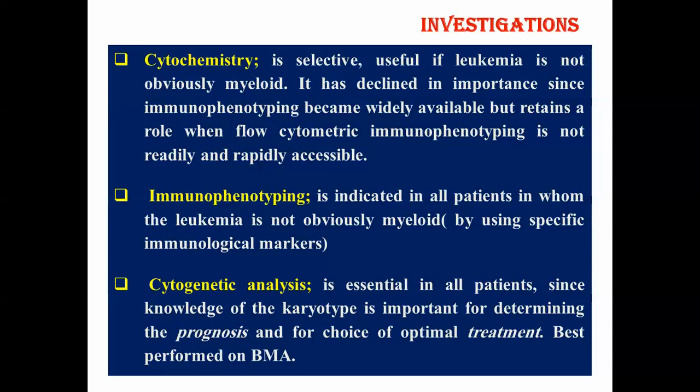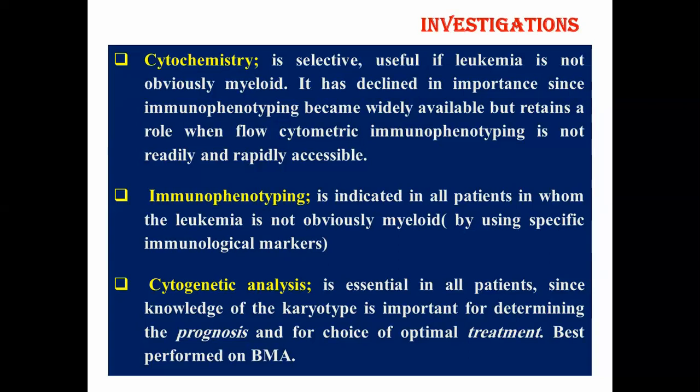If I have a slide and check it, and I do a CBC, a blood film, and a bone marrow aspirate, and I am still in doubt, because the morphology is not helpful, not conclusive, I can't tell from it whether it is acute myeloid or acute lymphoid leukemia. Then I can do cytochemistry if the leukemia is not obviously myeloid or lymphoid.